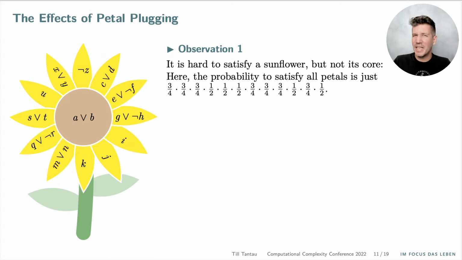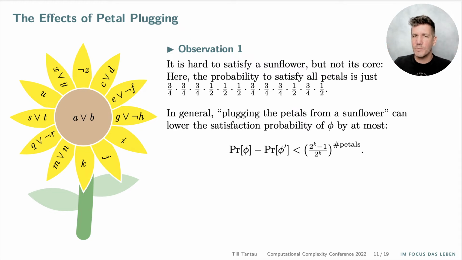Only, as you can see, that probability goes down very quickly, to be precise. In general, plucking the petals from a sunflower can lower the satisfaction probability only very slightly. Namely, this is the probability that a single clause, a single petal, can be satisfied. It's at most this. And because they are all variable disjoint, meaning independent events, the number of petals lowers the satisfaction probability very, very quickly. So this is the maximum possible change in satisfaction probability that you can have because you just pluck the petals.